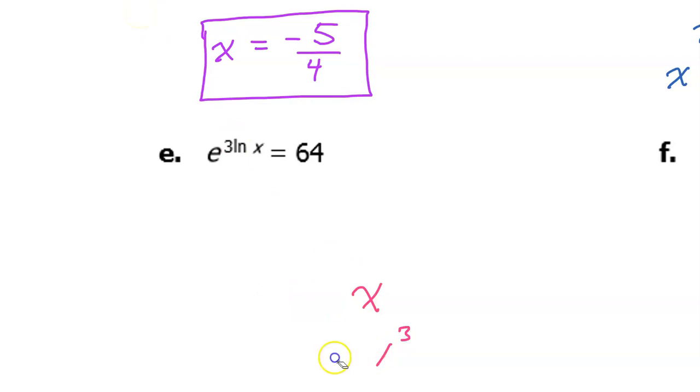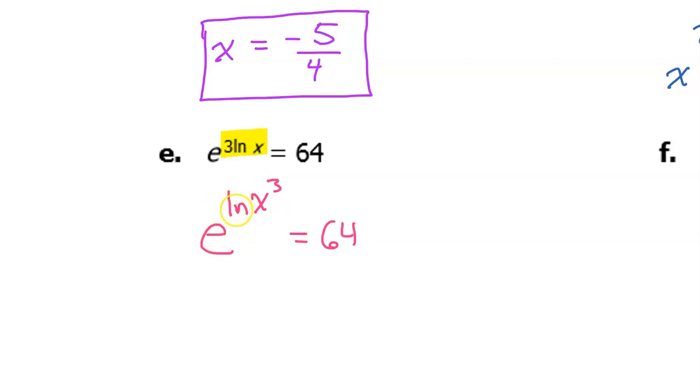But that's exactly what we have if you just focus on the exponent only. Ignore everything else for a second. The 3 in the front is going to become the exponent because of the power rule. So leaving everything else the same, I have e to the natural log of x to the third power.